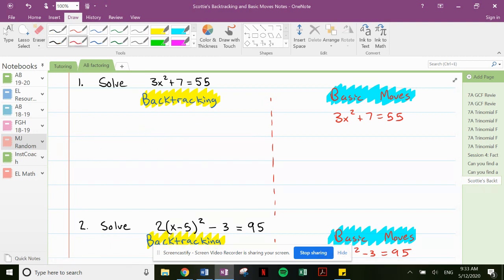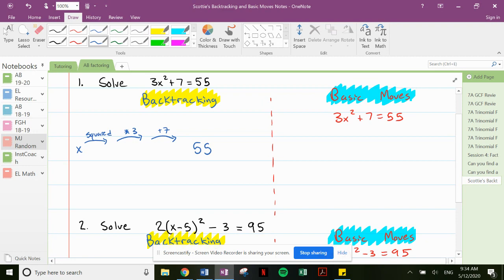Number one here, I look and see what's happening to x. Well, first, x gets squared. Some teachers write that differently. I like to just write the word squared up there. Then it gets multiplied by 3. And lastly, we add 7. That brings us to 55.